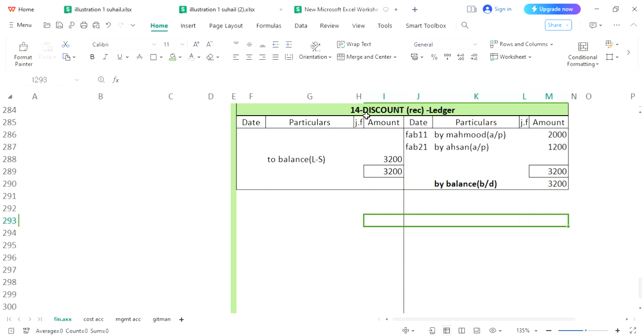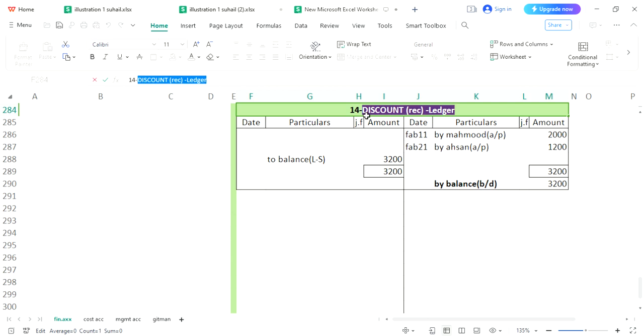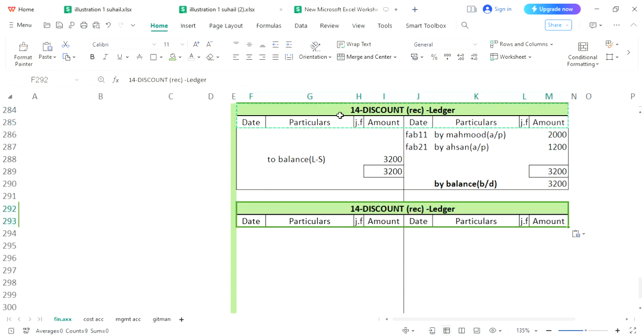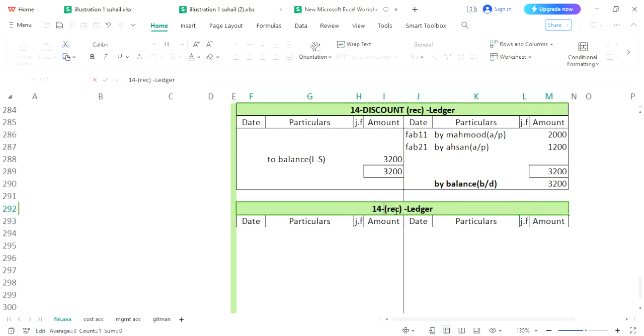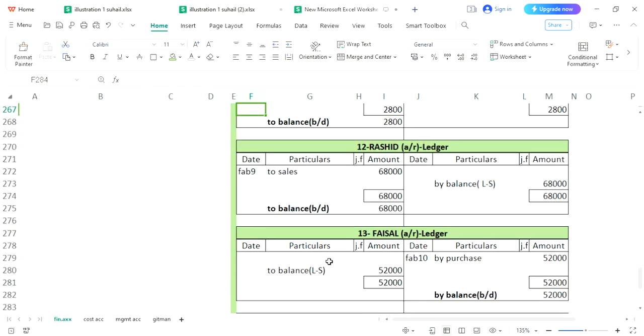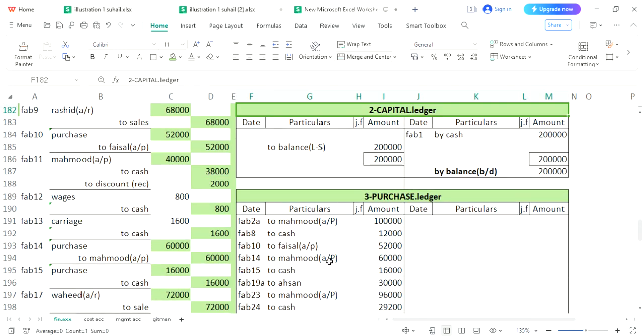Next we are making the next ledger. For that, we will choose the same headings of the previous ledger and use these headings to make the next ledger just by changing the title. So we can remove this title, discount received, and change the number. Now it's the 15th ledger. What we have completed is the discounts ledger. Let's go back and grab the discount first.